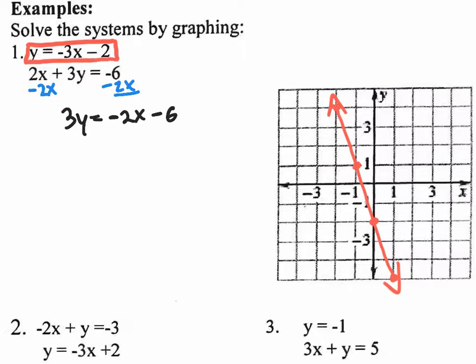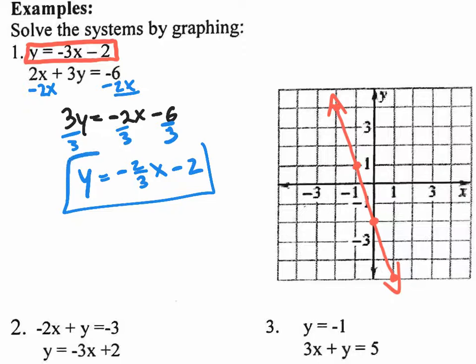Final step would be to divide everything by 3. I will get y equals -2/3 x minus 2. So now that it's in slope-intercept form, I know that it crosses the y-axis at -2, and I know that it has the slope of 2/3, right? So let's put a dot at -2 on the y, and notice it's the same exact y-intercept as the above equation.